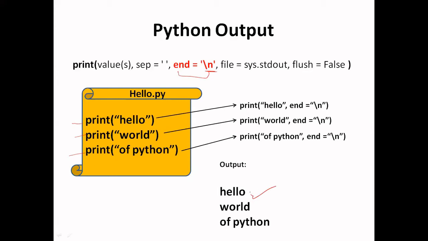Hello, first we will get in the first line hello, then in the second line we will get world, then in the third line we will get of Python. After printing hello, the interpreter will go to the next line because of this slash n, and after printing world, the cursor will move to the next line because of this slash n, and after printing the last line it also goes to the next line.